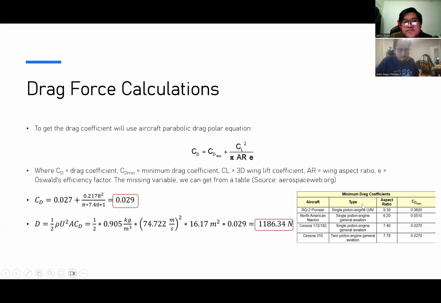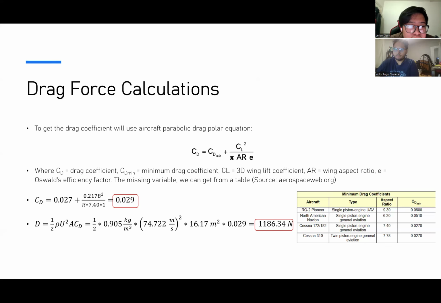And for our drag force calculations, as we didn't know the drag coefficient, we would use the aircraft parabolic drag polar equation, which was acquired from Aerospace Web, which involves the minimum drag coefficient and also components of the lift coefficient, the wing aspect ratio, and Oswald's efficiency factor, which the table on the bottom right provides for a Cessna 172 airplane.